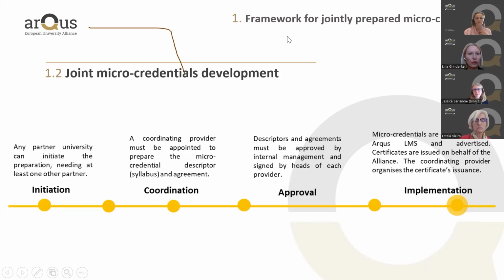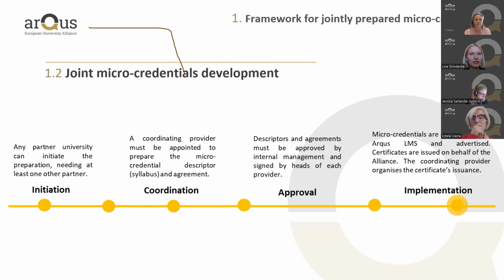Okay, so just to move forward with the joint micro-credentials development, we provided the process that is completely for the Arqus Alliance and is related to the development. As Susan mentioned before, the process is pretty similar to the regular study programs process, because we wanted to be very light here and not to give you strict rules. So there are 4 stages, basically: initiation, coordination, approval, and implementation in the Arqus Alliance.